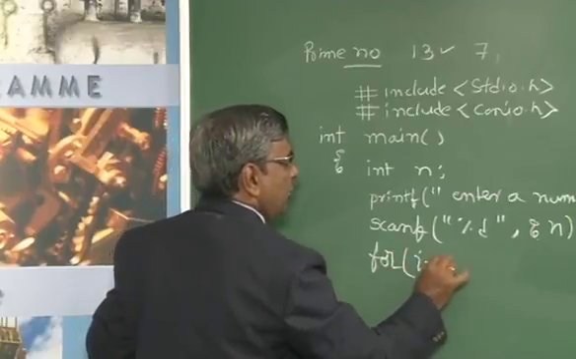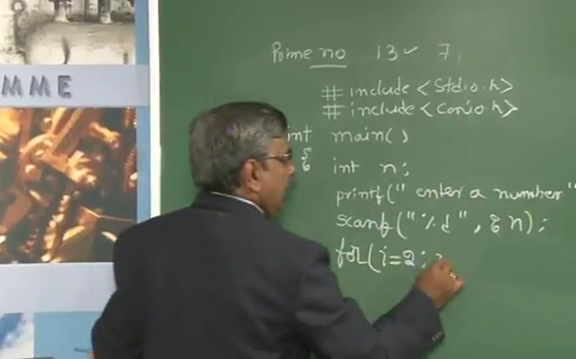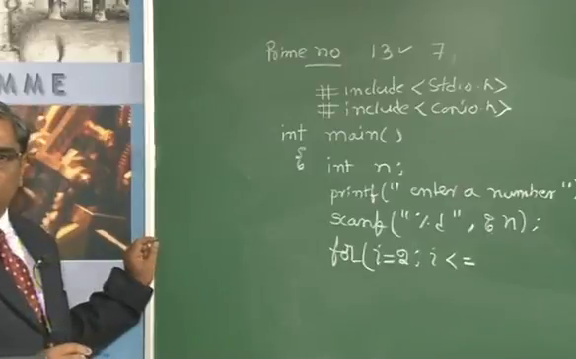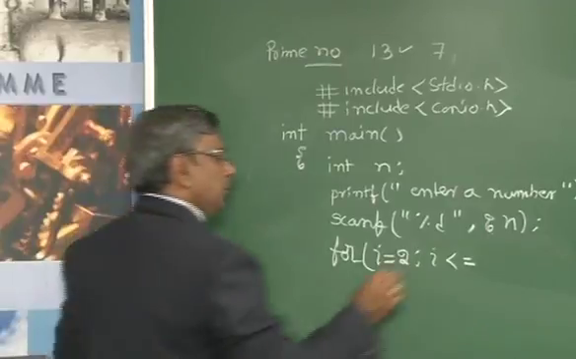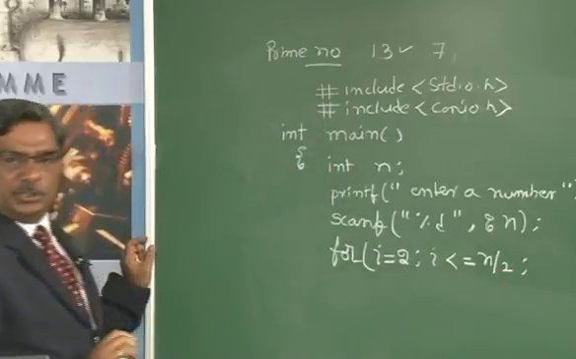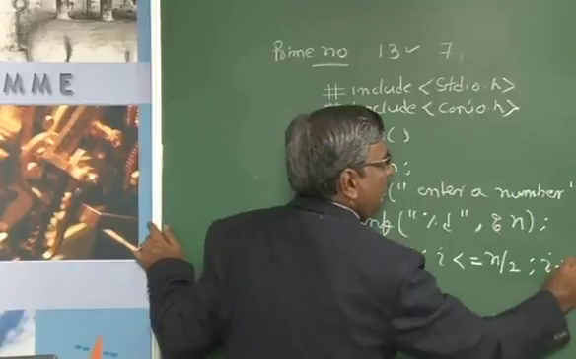Initialize i equal to 2, with the condition i less than or equal to n by 2, that is, up to half. If you check up to half, it is enough. For that reason, at each iteration increment the value by 1.